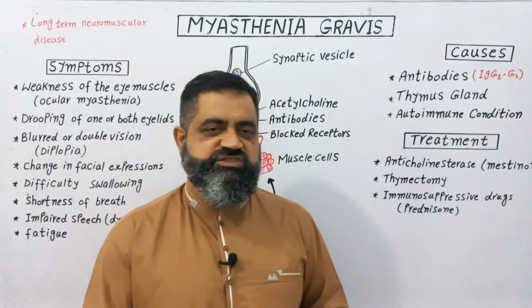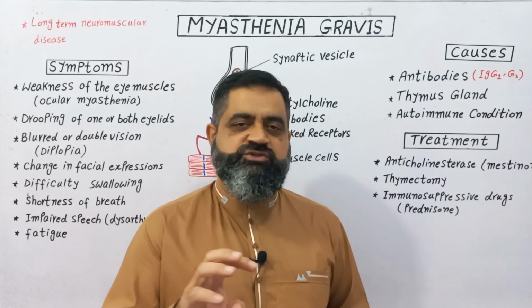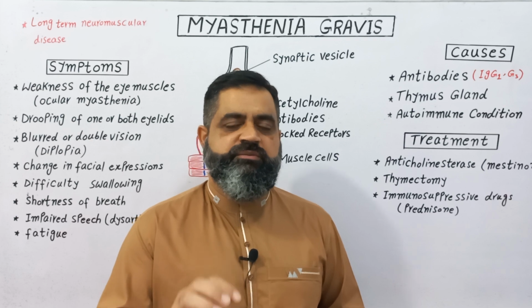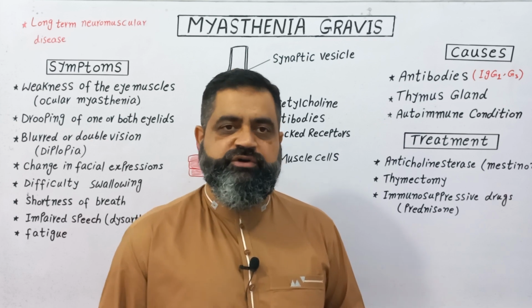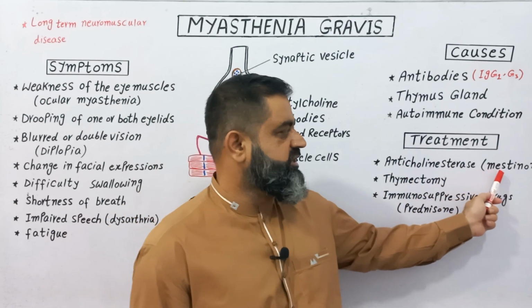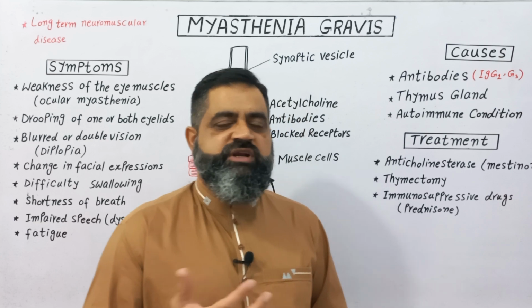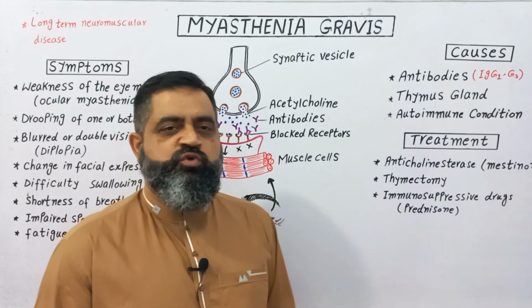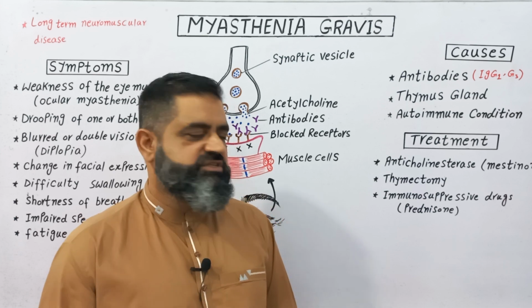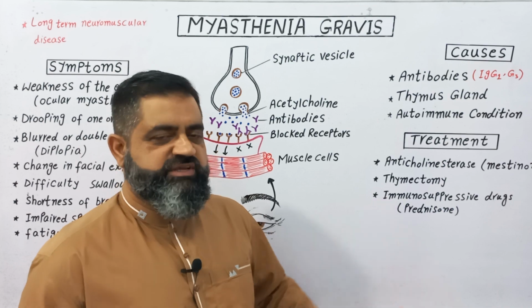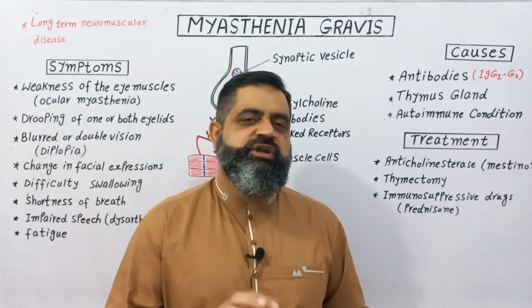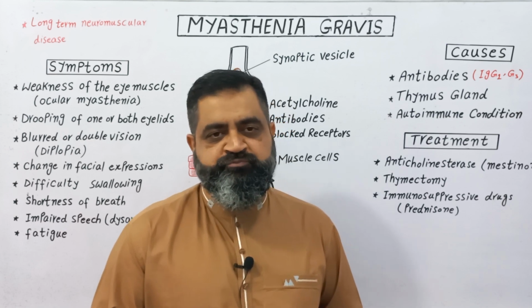There are certain medications which can be used by specialist doctors who deal with autoimmune disorders to help treat the symptoms of any kind of autoimmune disorder. Treatment includes anticholinesterase, usually in the form of Mestinon, to treat such symptoms. Thymectomy, the removal of the thymus gland, if the thymus gland is causing the problem, and sometimes an immunosuppressive drug like prednisone can be administered to treat the symptoms of this disease.